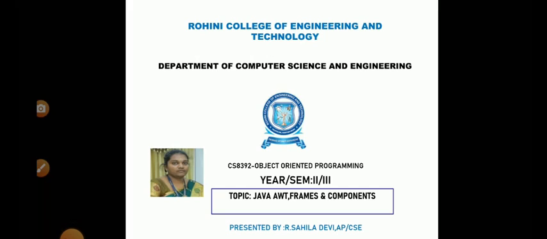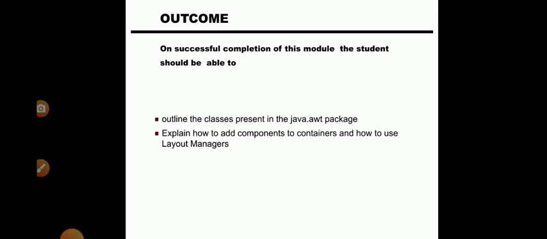Today we are going to discuss the subject CS8392 Object Oriented Programming. In this fifth unit, we have the topics Java AWT, frames and components. So we are going to discuss Java AWT, that is Abstract Window Toolkit, the Abstract Window Toolkit hierarchy, frames and components. The outcome of learning this module is that we can outline the classes present in the Java AWT packages, and also explain how to add components to the container and how to use the layout managers.